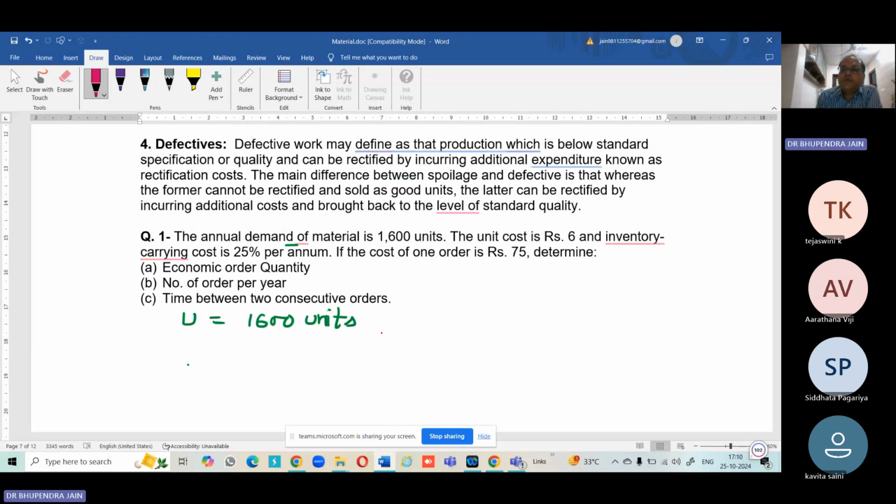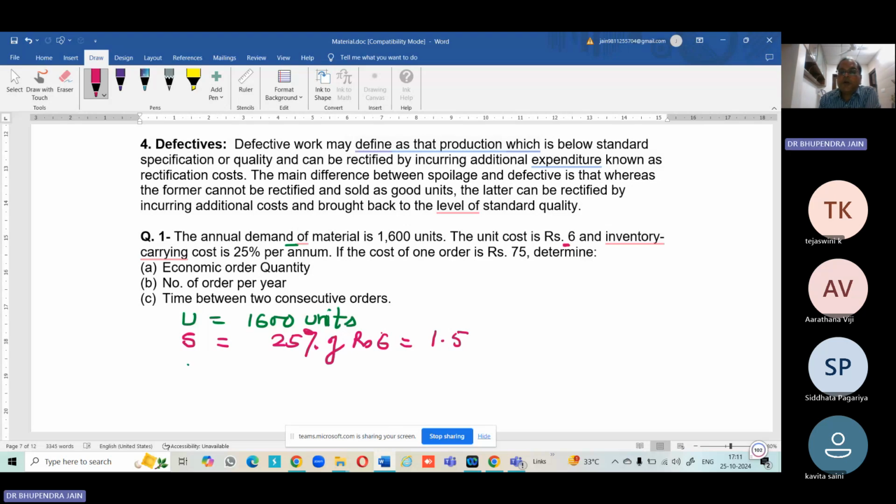Now go to the question. The unit cost is ₹6. Unit cost means purchase price. And inventory carrying cost is 25% per annum. Carrying cost means storage cost: carrying cost, inventory carrying cost, stock carrying cost, all are the same. How much is written? 25%. So 25% of the purchase price or unit price of 6 rupees. So what is the storage cost? 1.5 per unit.